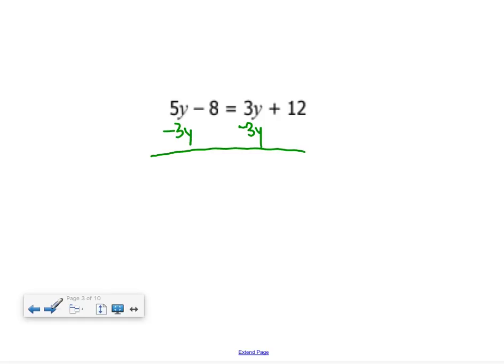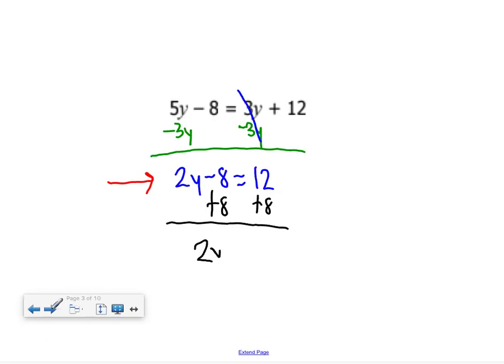Okay. 5y minus 3y is 2y. Bring down your minus 8. Those 3y's cancel. It's plus 12. So I'm left with 12. Now what we're left with, guys, you know how to solve this. This is what we were doing all last week. So I want to get rid of that 8, right? So plus 8, plus 8. 2y equals 20. How do I get y alone? Divide by 2, divide by 2. y equals 10.